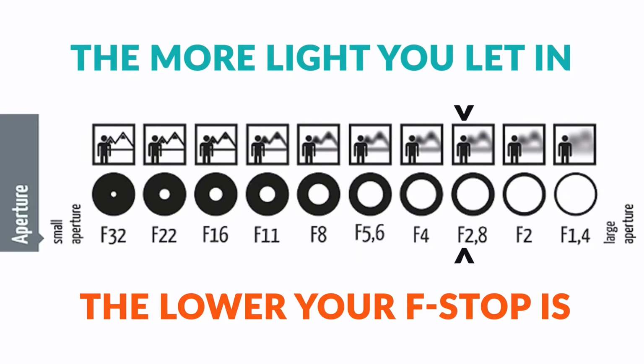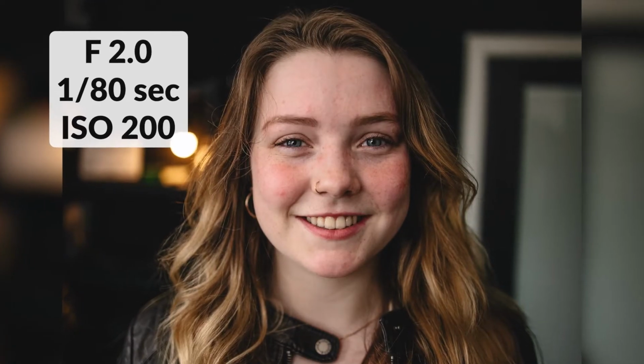Now, the more light you let in, the lower your f-stop is, and this creates a shallow depth of field, which makes your subject in focus and everything else blurry. So if you do portraits like I do, you would want a lower f-stop like 2.0, 2.5, so that you get a nice blurry background and your subject is in focus. But if you go too low, like 1.4, while being too close to your subject, their eyes will be in focus, but their nose and ears won't be.